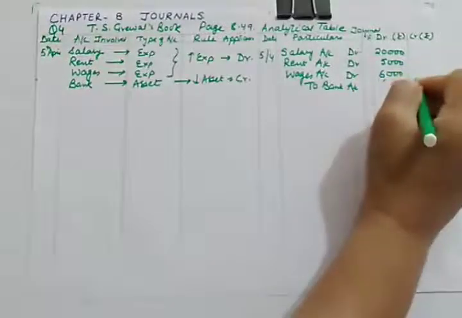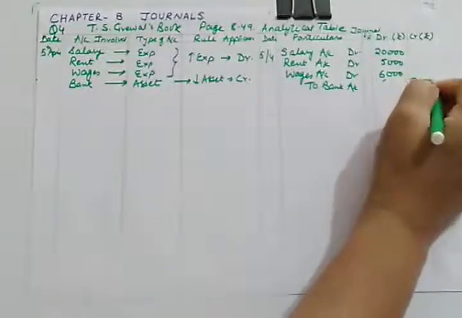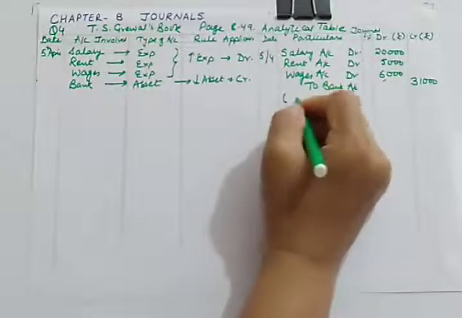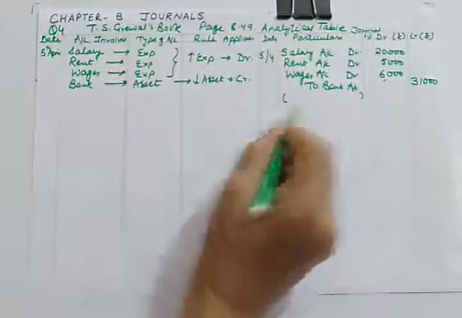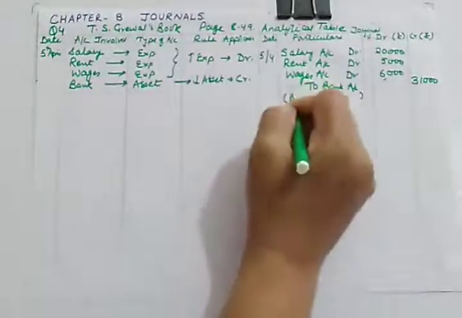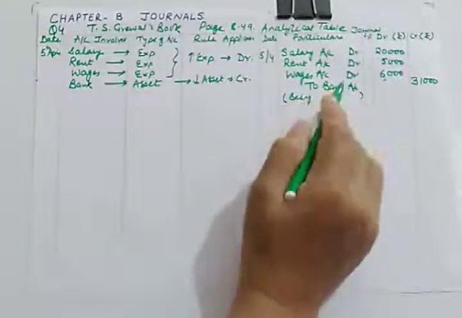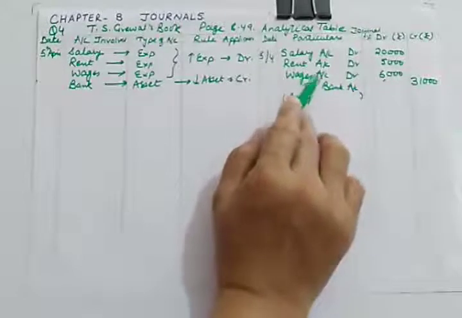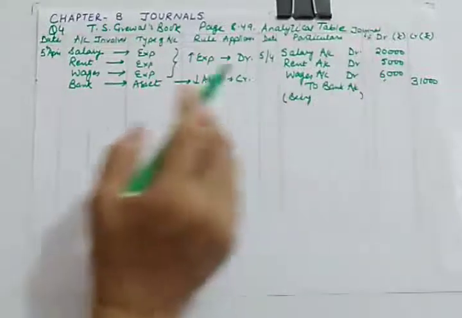And the total is 31,000, and you need to write the narration also. In narration, I told you, you need to write just a briefing and put being salary. I'm speaking being salary, rent and wages are paid through check.